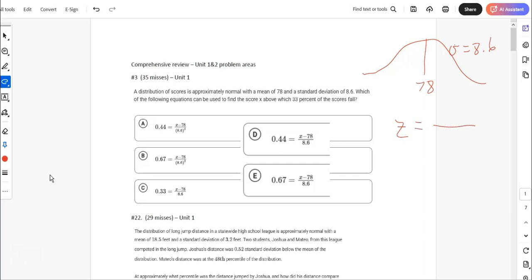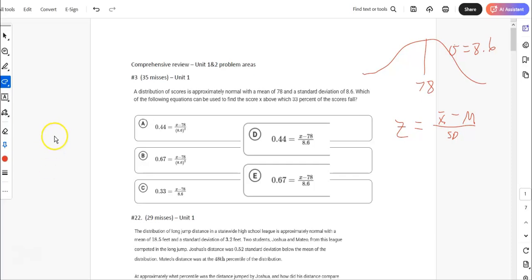So it's the sample mean minus the population mean, I think, basically over the standard deviation. So in this case, how do we figure out the z-score, right? We don't know the z-score of this guy, right?